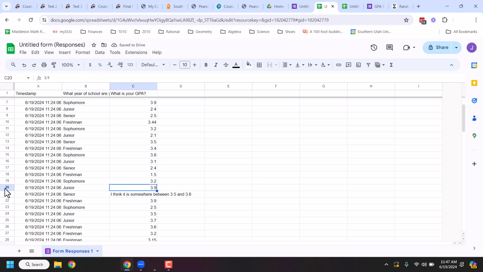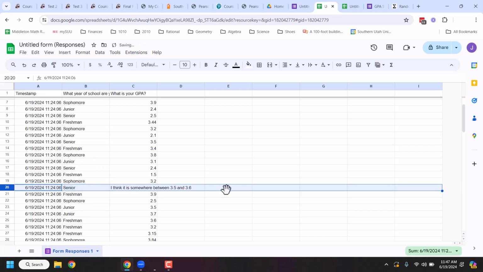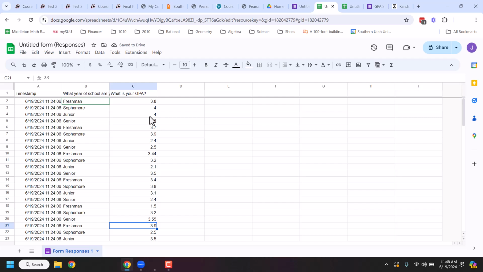The other option is that you can delete that result from your survey because the data that was collected wasn't usable, and so you can just delete it. So let's say that I delete that one, but on this one where they say, I think it's somewhere between 3.5 and 3.6, I'm just going to say, okay, we're going to say that their GPA was 3.55. I'm going to fix that data there.